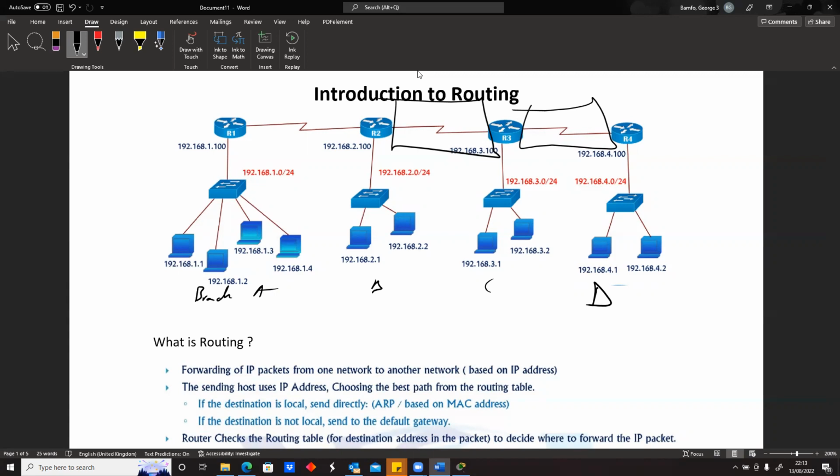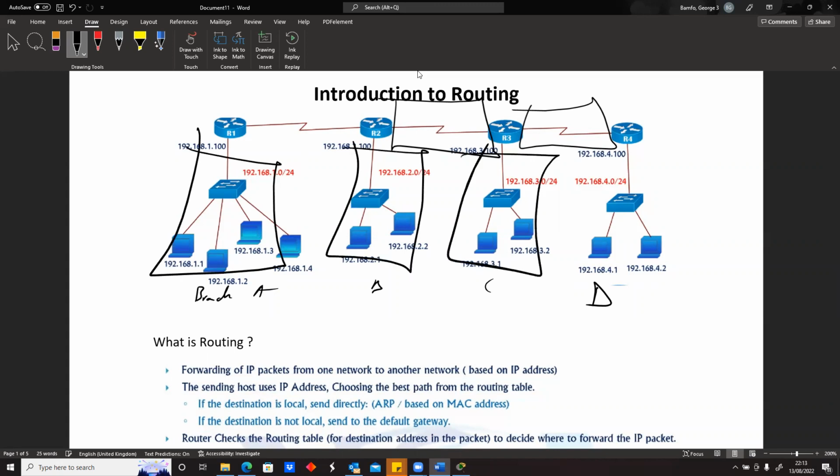Now in this diagram, we have some number of networks. We have this network, which is network 1. We have another network 2, 3, and 4. These are the main 4 local area networks that we have within our architecture.